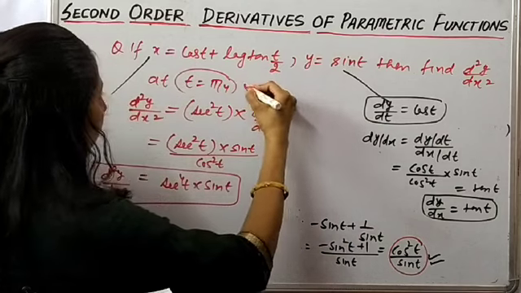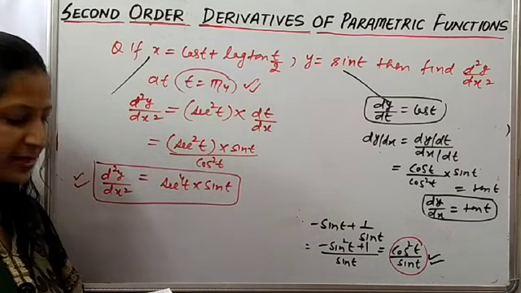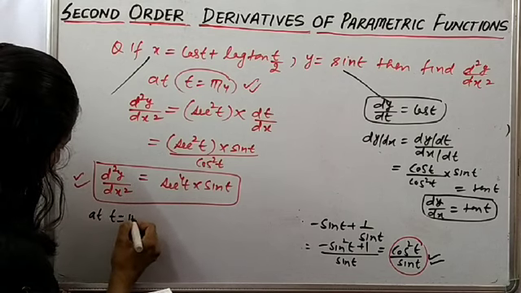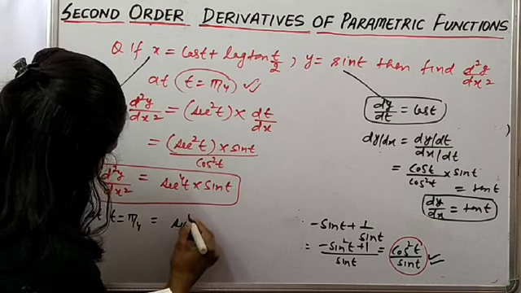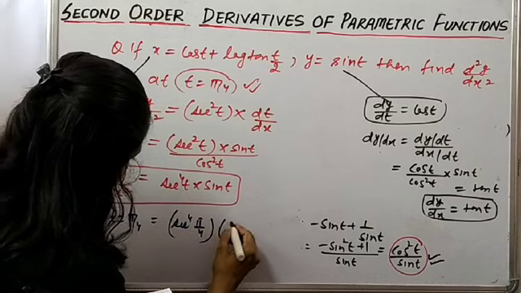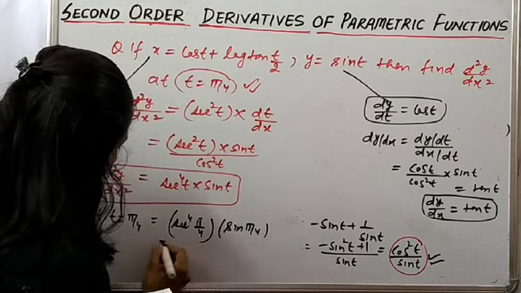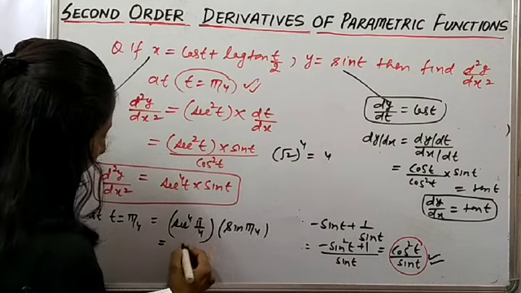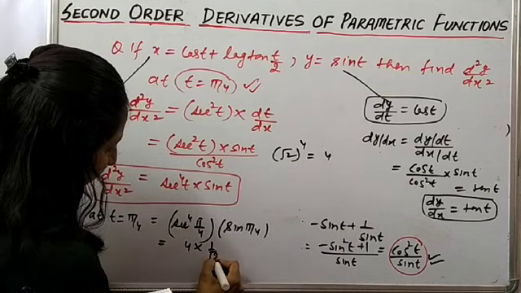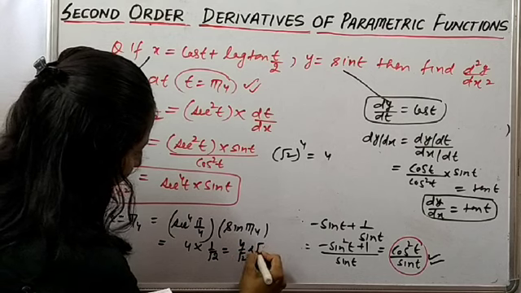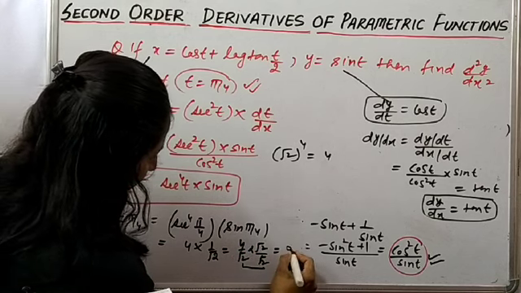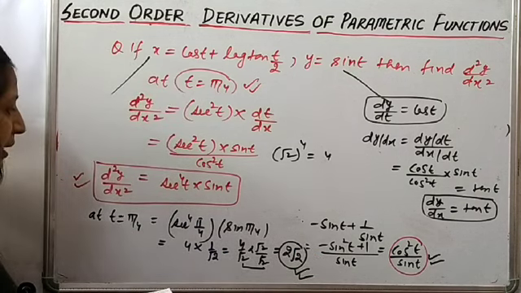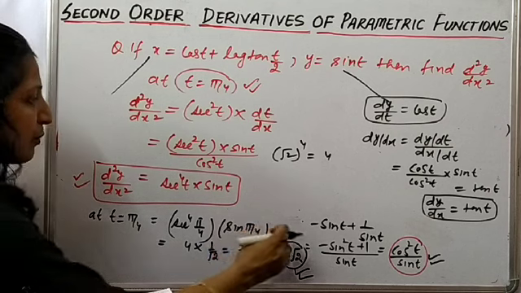But in the question it is given we have to find its value at t is equal to pi by 4. So it's very simple, just at the place of t put pi by 4. So at t is equal to pi by 4, its value will be secant raised to power 4 of pi by 4 into sin pi by 4. And we know secant pi by 4 is root 2, and root 2 raised to power 4 is 4. So it will be 4, and sin pi by 4 is 1 by root 2. So its value will be 4 by root 2, which is 2 root 2. So it is our final answer, that is the value of d2y upon dx square at t is equal to pi by 4 is 2 root 2.